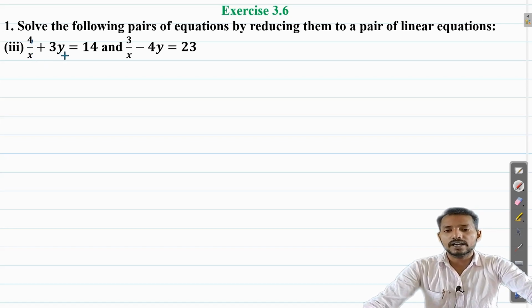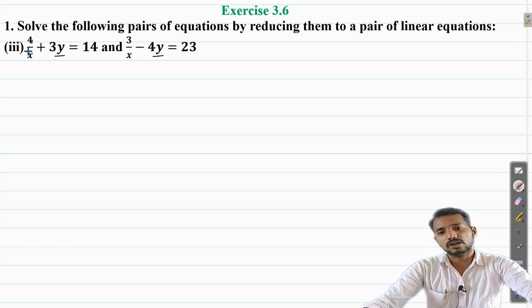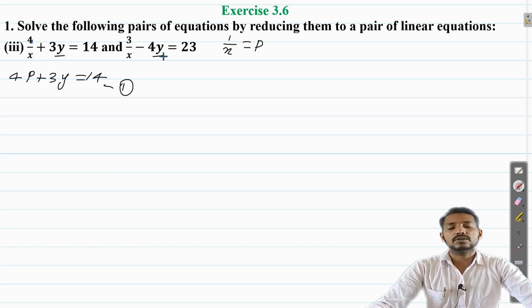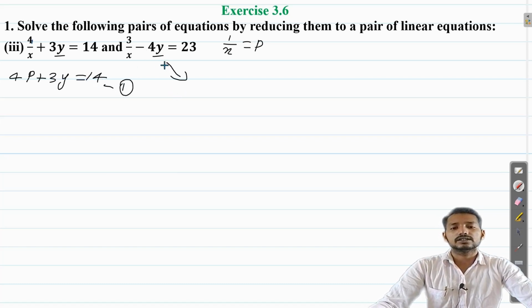Now see here in question option number 3, it is very simple. Here only y is already in linear form, so there is no need of any substitution. Only put 1 by x equal to p. You will get 4 into 1 by x, that is 4p plus 3y is equal to 40, equation number 1. Similarly, here you will get 3 divided by x, that is 3 into 1 by x. So put 1 by x equal to p, and you will get 3p minus 4y, which is equal to 23.